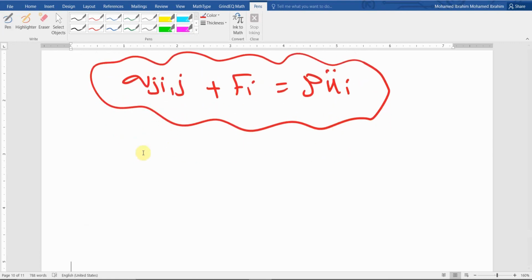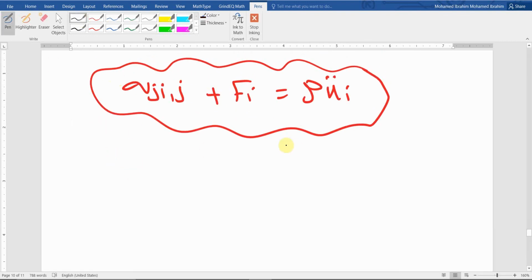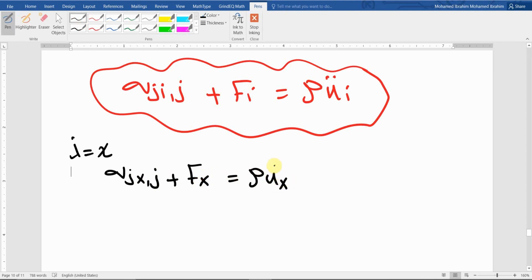If we decided to write this equation in the explicit form, in the x direction and y direction and so on, remember that the main vector that we're already discussing here is i, but the j is a dummy index. This is the main index and j is a dummy index. So for i equals x, it means that you're just going to fix i as x. So this is going to give us sigma jx comma j plus fx equals rho ux double dot.